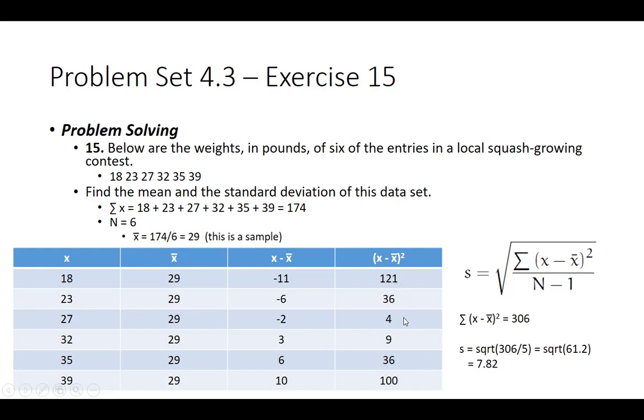121 plus 36 plus 4 plus 9 plus 36 plus 100 is 306. So the sum of squares is 306. N minus 1 would be 6 minus 1, that's 5. So we want the square root of 306 over 5. 306 over 5 is 61.2. The square root of 61.2 is 7.82. So the standard deviation was 7.82.